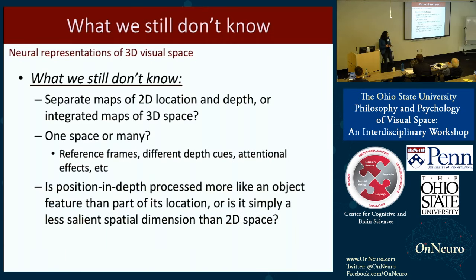And I think the existence of these maps and representations might be able to clue us into another question, which is that position and depth information, is it represented more like an object feature, like color or texture, rather than part of its location, or is it simply a less salient spatial dimension, but still intrinsically a spatial property? And maybe certain parts of the brain have representations of where depth is more feature-like, and certain parts of the brain where it's actually representing the space of it.